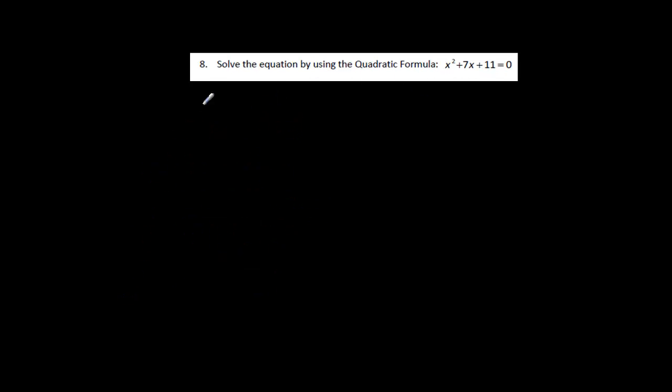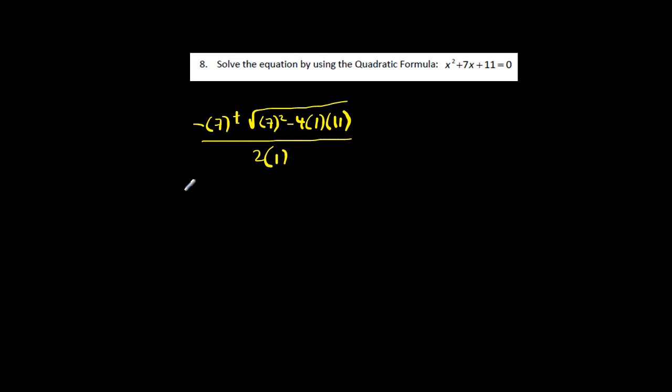Use the quadratic formula. So the opposite of b, plus or minus, square root of b squared minus 4ac all over 2a. Let's simplify this. -7. 7 squared is 49. 4 times 11 is 44. So this gives you a 5. That's it.